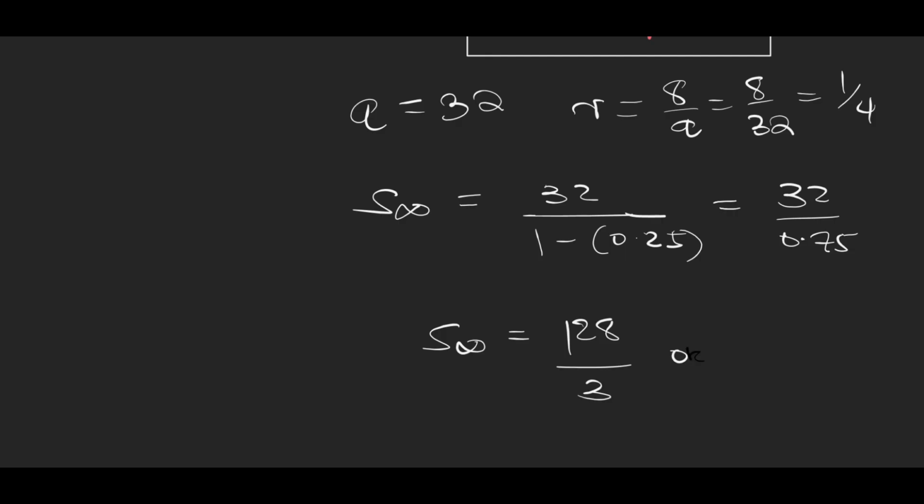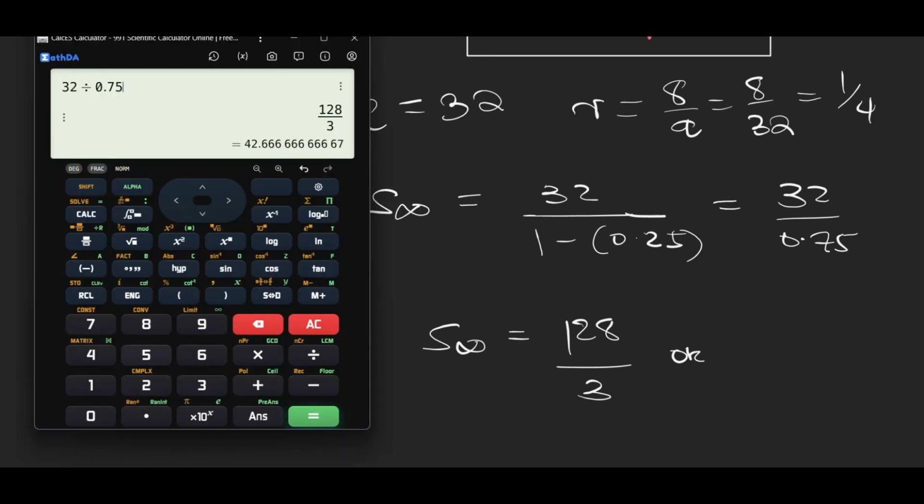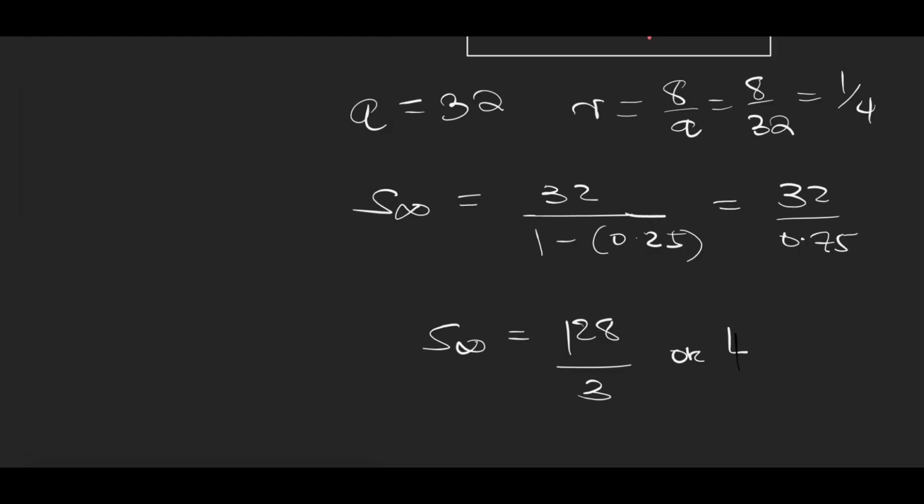or if you want to leave the answer as a decimal, you can also leave it as a decimal, 42.6667, or 42.666 recurring. But it's good to leave your answer in 4 decimal places.